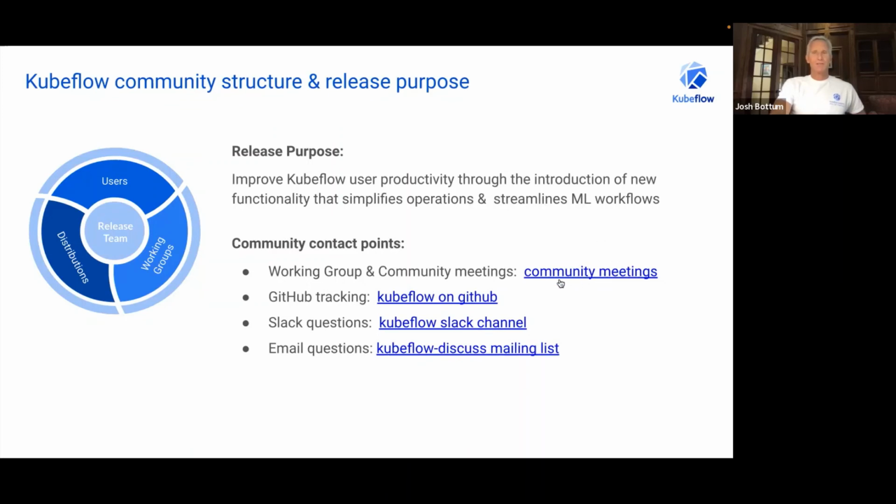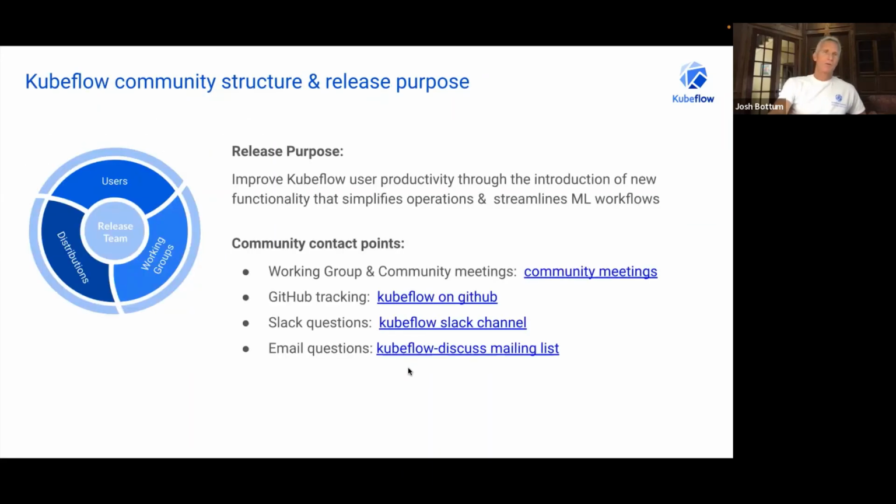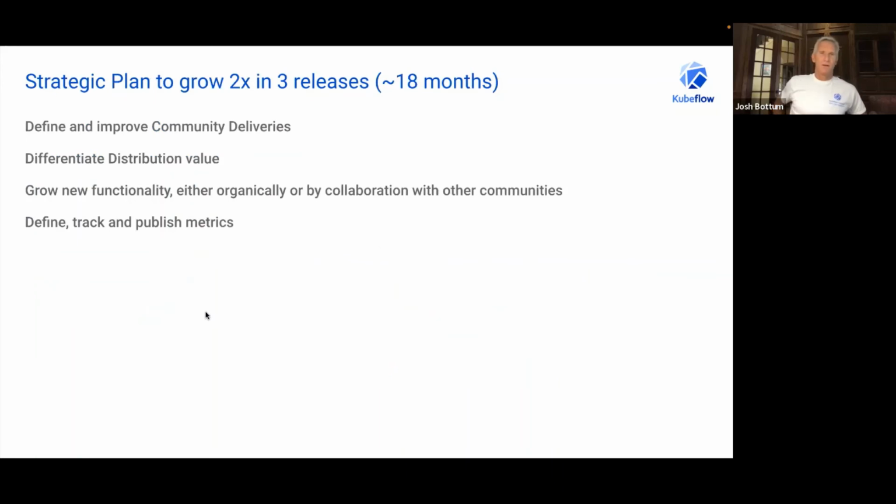There's a bunch of places for you to engage, but Tuesday community meetings are probably the best. And you also have GitHub, Slack, and ways to email. Our community is a combination of users, working groups, and distributions. Distributions are people like AWS, Amazon, others that we'll talk about. The release team holds everyone together and delivers the contributors that do the code to work with the users and make sure that the code comes out.